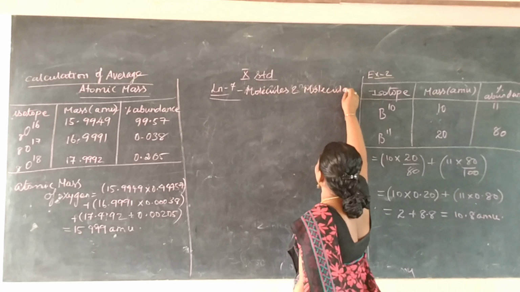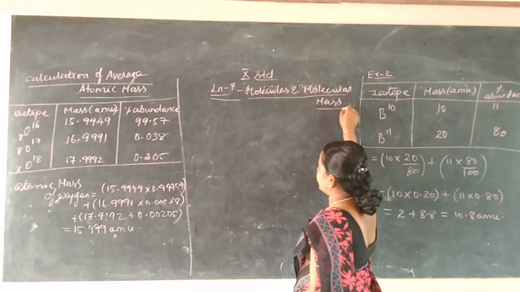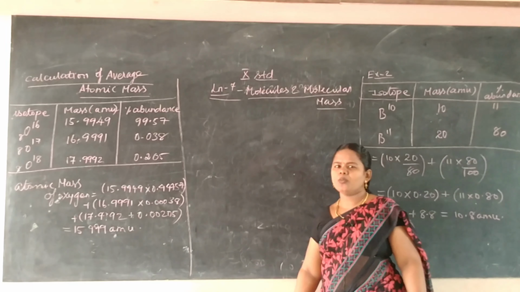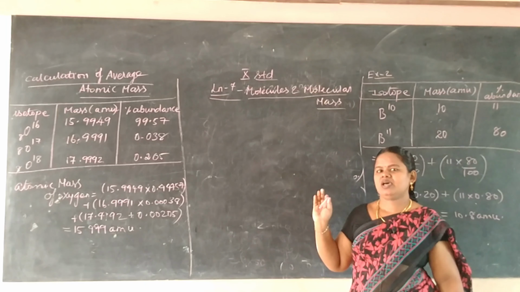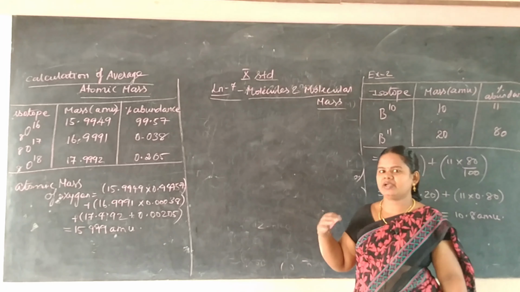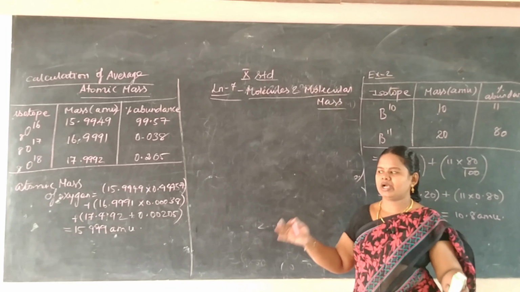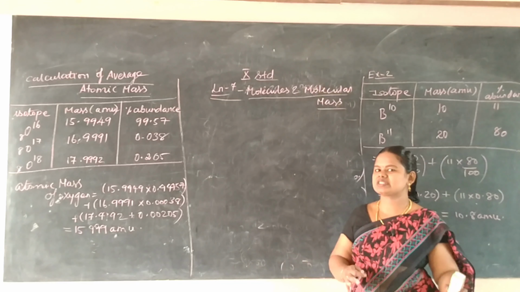Molecules and molecular mass. Here, except noble gases, all the atoms will exist as molecules, or they will exist as an element or a compound occurring in a definite fixed ratio.